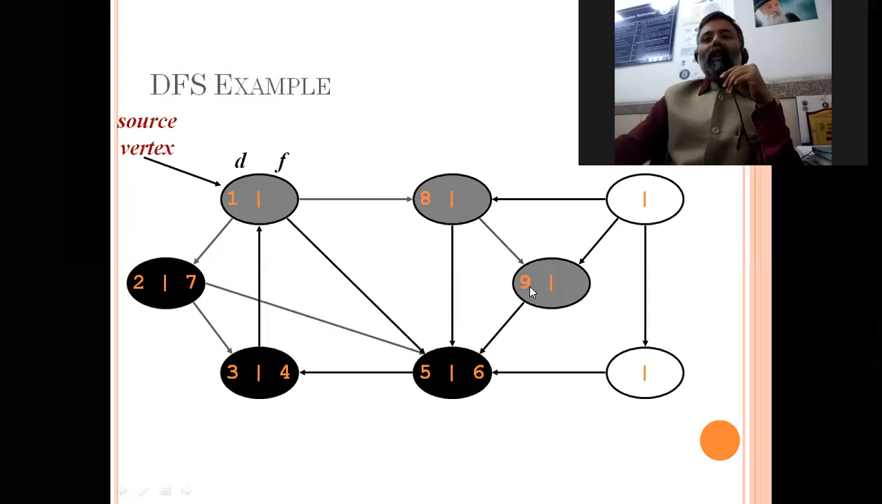Now the discover time is 9 and the color becomes gray. Again, it is a dead end. So the finish time is 10, and the color becomes black. Again, no adjacent node has color white, so the finish time is 11 and the color becomes black. And at last, from here we have no adjacent node having color white, so its task has been finished, finish time 12.